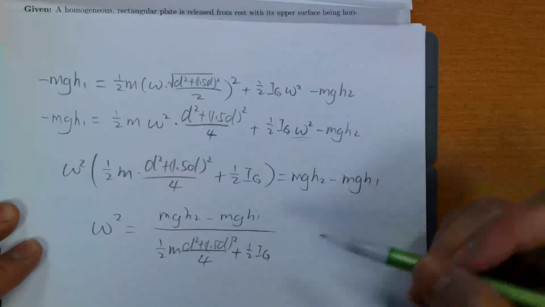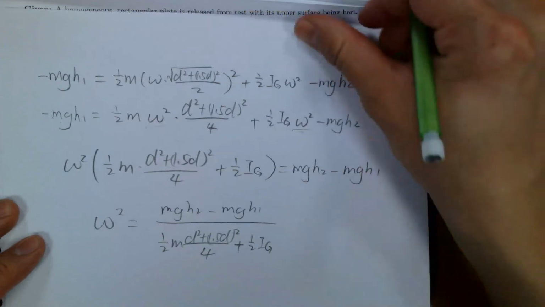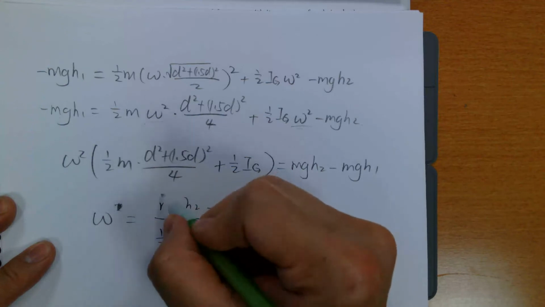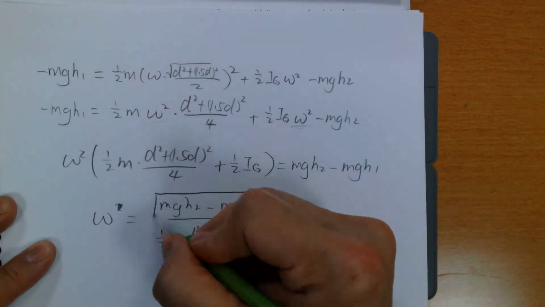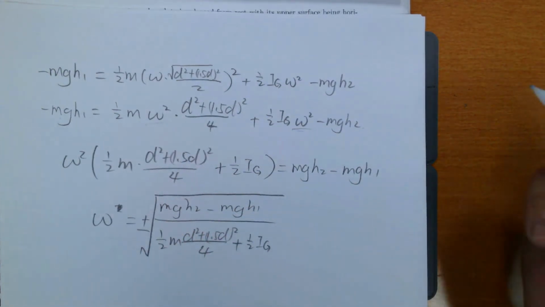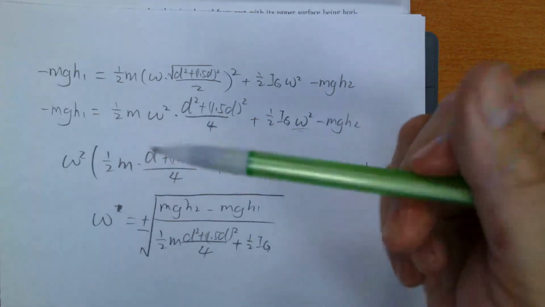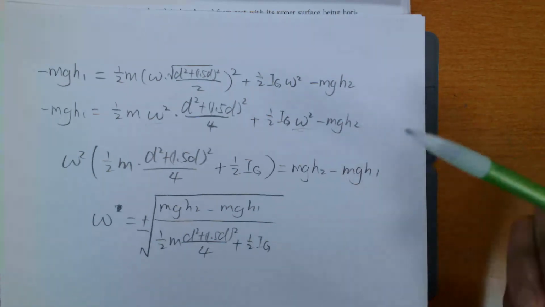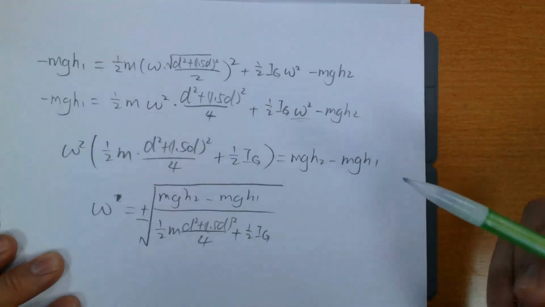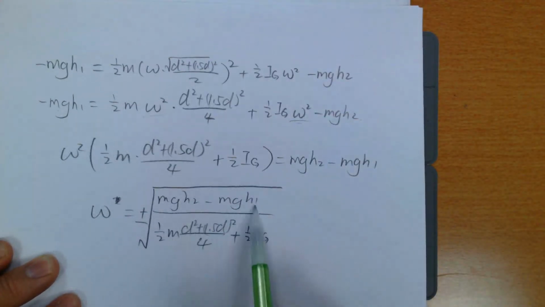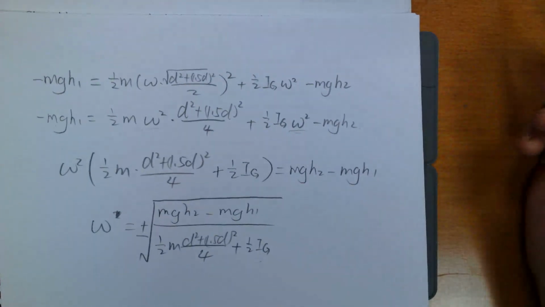Okay, now we have a more condensed expression for omega squared. We can take the square root on both sides of the equation. We're going to end up with positive and negative, which makes sense because this rectangular plate is going to swing like that. So omega can be positive or negative, depending on the direction. All right. Then we can plug in what H2, H1, and Ig are into this expression. That would be your final answer for omega.